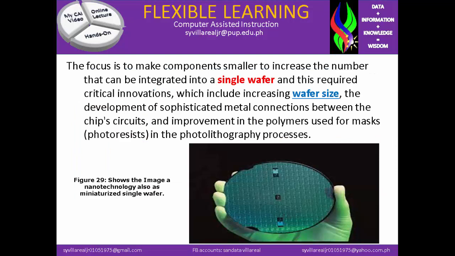The focus is to make components smaller to increase the number that can be integrated into a single wafer. This required critical innovation, which include increased wafer size, the development of sophisticated metal connections between the chip's circuits, and improvement in the polymers used for mass photoresist in the photolithography processes. Figure 29 shows the image of a nanotechnology, also as miniaturized single wafer.